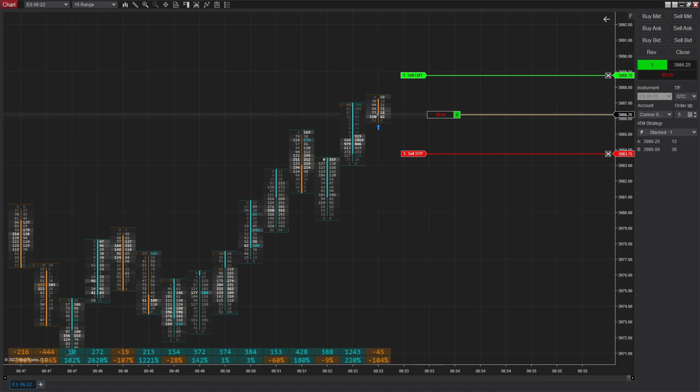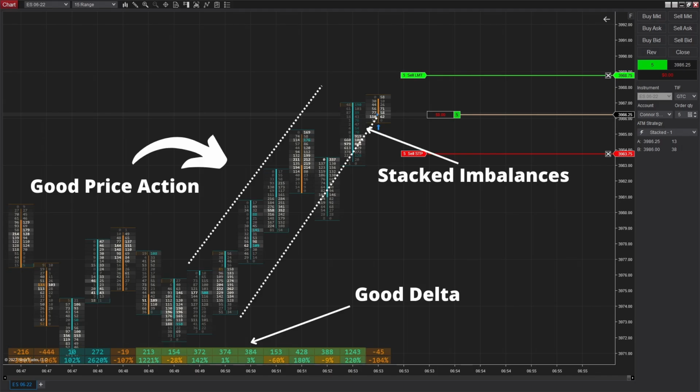Alright, as you can see, we did enter long there on those stacked imbalances. Although our only entry trigger is 3 clustered imbalances, we do take into consideration other aspects of how the market is doing, so there is some subjectivity to it. We had this really nice string of positive delta, which was consistent with the price action at those bars, so we're all set to enter long. We have a keybind to allow us to enter and exit these trades quickly and effectively, which you can set up in your NinjaTrader control panel.